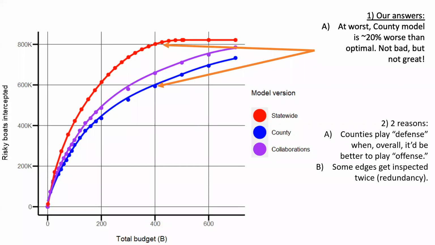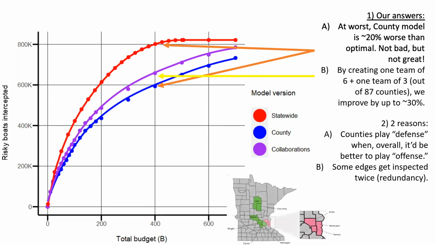So how much ground do we make up by allowing some counties to coordinate? Well, in our particular model, we only let 9 counties team up to coordinate. We allowed a team of 6, which is shown in green here on this map, and a team of 3, which is shown in pink. And by allowing just those 9 counties, albeit with a lot of risky boat movements, to team up and think collectively, our collaboration model made up about 30% of the difference between the status quo and the statewide model at its widest point. And that's pretty cool to us, right? That suggests that even a little collaboration could get us a long way closer to optimal.